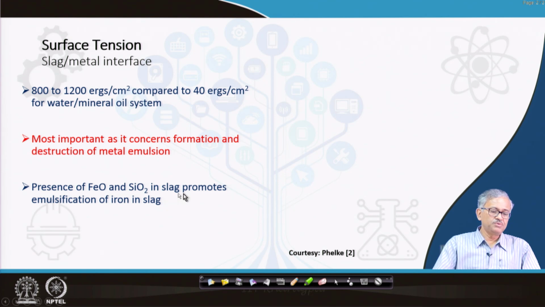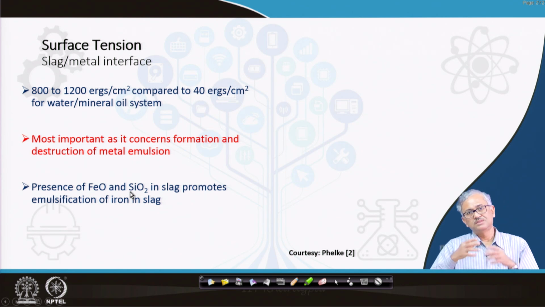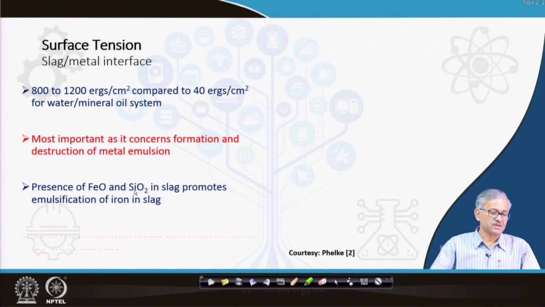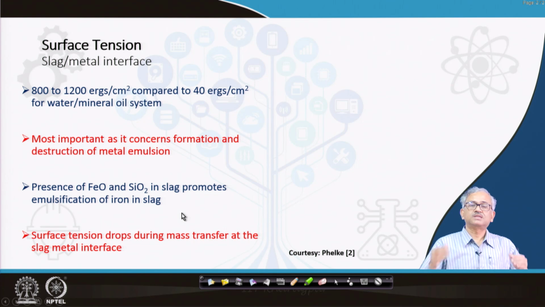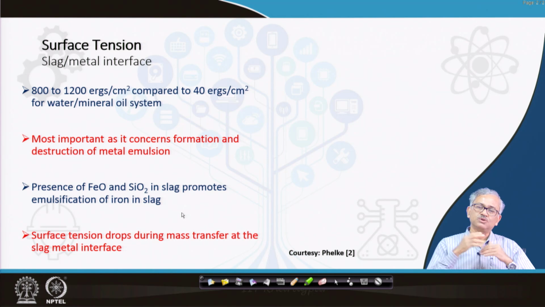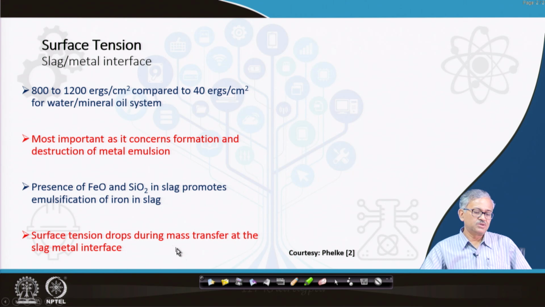The presence of FeO and SiO2 in the slag has been found to emulsify the iron in the slag. That is, it has been found by experiment that iron emulsifies better into the slag if you have a significant amount of FeO and SiO2 in the slag, because they help in emulsification of metal in slag. And most importantly, it has been found by experiment that the surface tension decreases significantly during the mass transfer. That is, when the impurity transfers from the metal to the slag phase, the surface tension drops significantly.